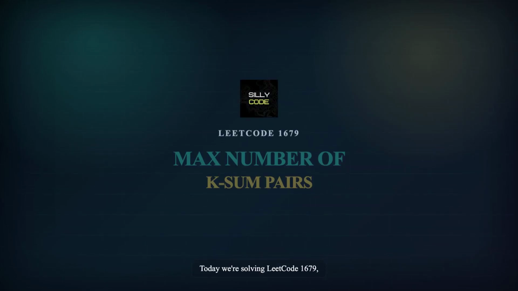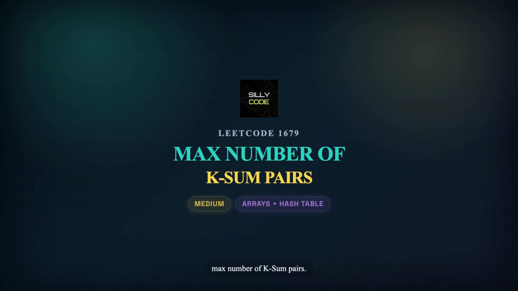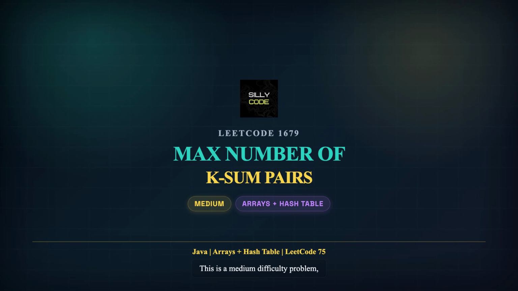Today we're solving LeetCode 1679, max number of k-sum pairs. This is a medium difficulty problem, and it comes under arrays and hash table in the LeetCode 75 study plan. At first glance, this problem looks pretty simple. We're just finding pairs that add up to a given number. But there's an important restriction. Once a number is used in a pair, it cannot be used again. That one condition completely changes how we approach the problem.